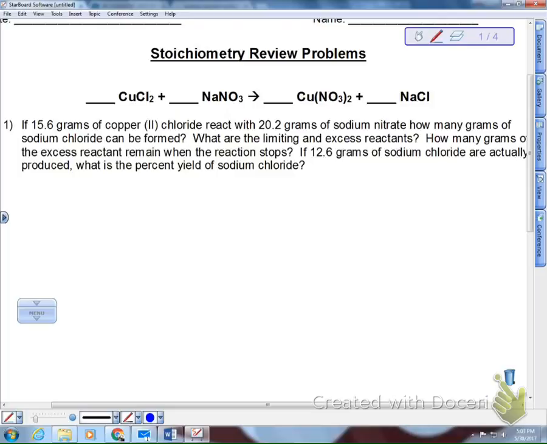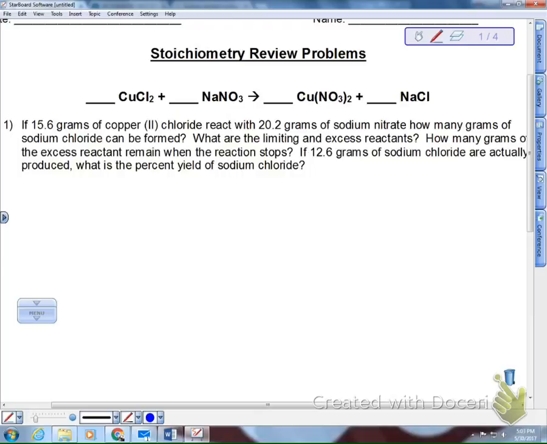I know a lot of different teachers in our department teach, for example, limiting reactant a little bit differently than I do. So I'm going to show you the way I do it, and if it doesn't make sense, like I said, please email me and I'll work you through it. So we'll work at least one of these. I may work two to see how it goes.